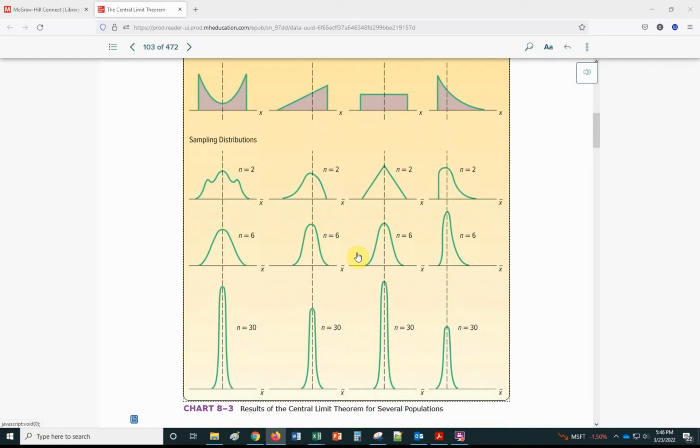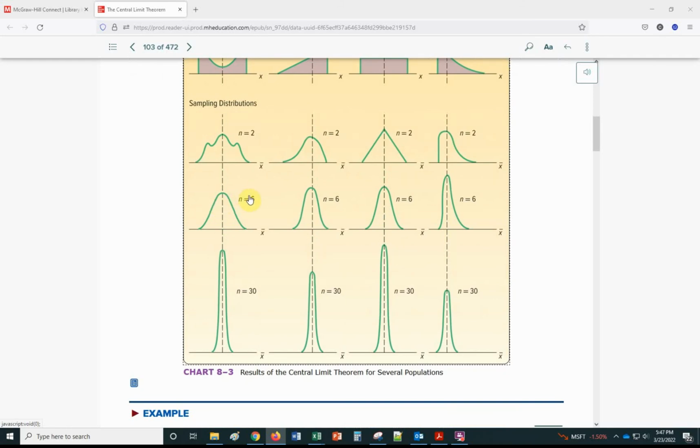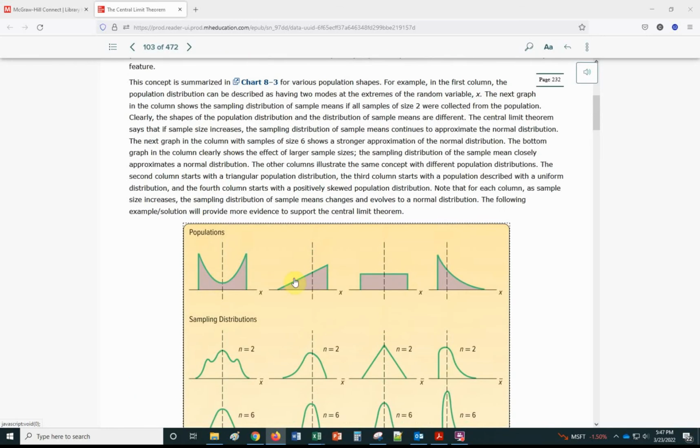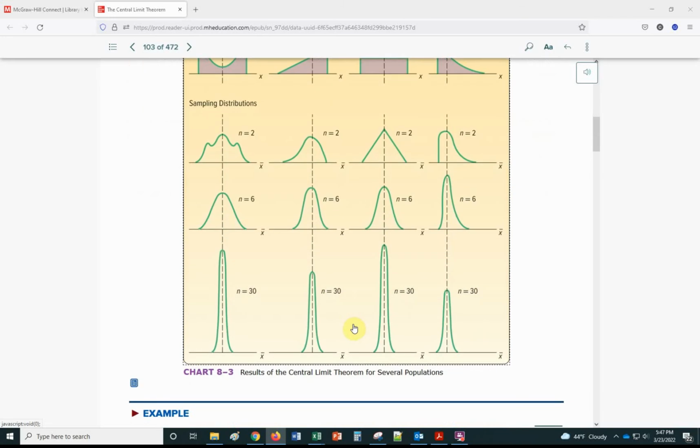If you increase the sample size, it looks more like a bell curve in each one. Not exact, but closer. And if we increase it even more, now it looks like a bell curve, each one, regardless of the population you've got up here. Notice these are all sampling distributions. This is X bar, the mean of each of these.